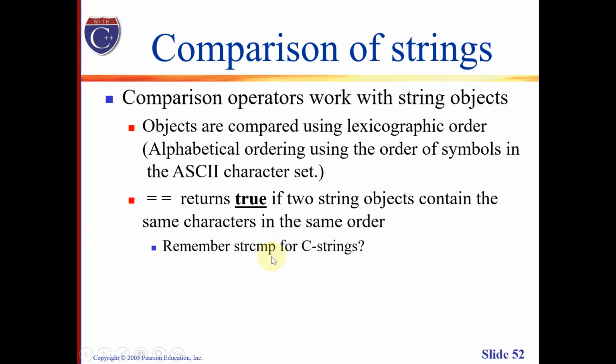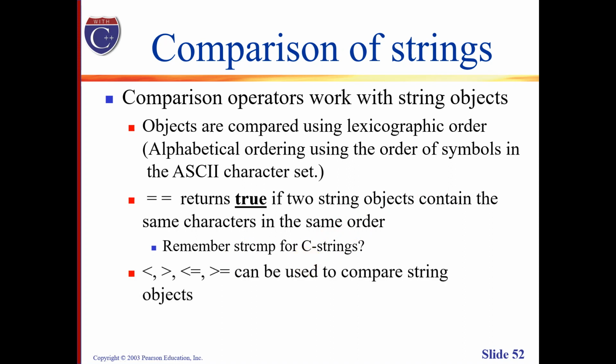Let's take a look at the previous example for C strings. Please recall the strcmp function for comparing the value of two strings. In this case, that was C strings. And of course, the given operators can also be used to compare string objects. I'm sure you can still remember this operator since we've already used it in our previous topic, especially in the topic on the use of control structures such as the if statement.